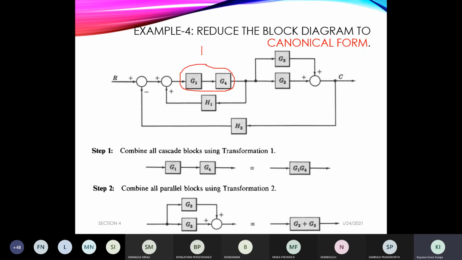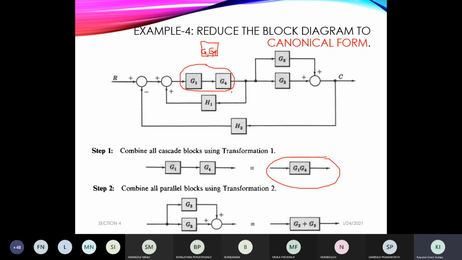G4. That gives us a block where G1 times G4. So we combine these two blocks and it gives us one block. Instead of having this one, we'll have this. They even show you here. We'll have this one. Then they say the second thing we can do here is to combine the parallel.